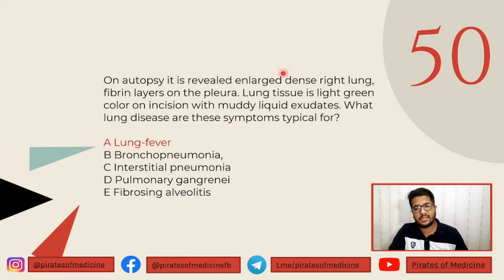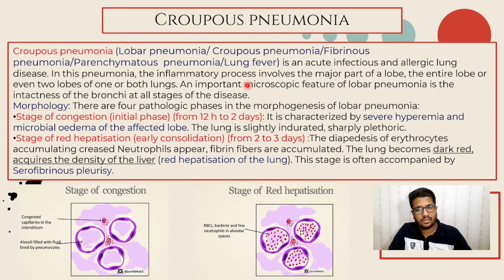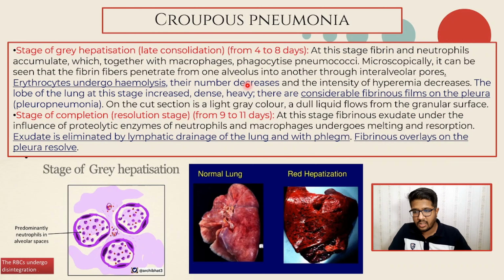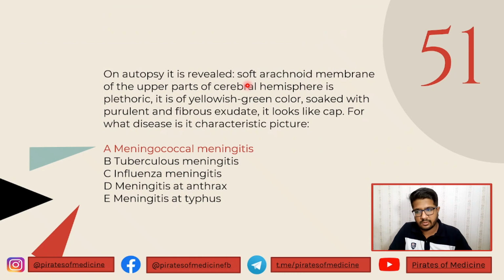So in the question you can see that there are these green color incisions with muddy liquid exudates, which you remember, and fibrin layers on the pleura as well, which if you remember are stages of pathogenesis in lobar pneumonia. You will understand that this is due to red hepatization, congestion, and gray hepatization. So let's go to the next one.